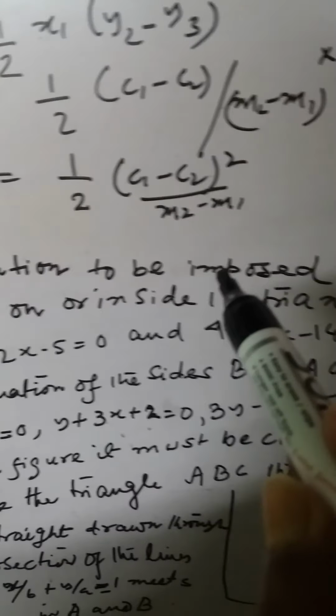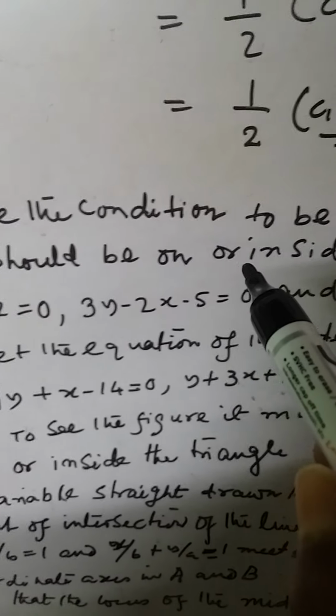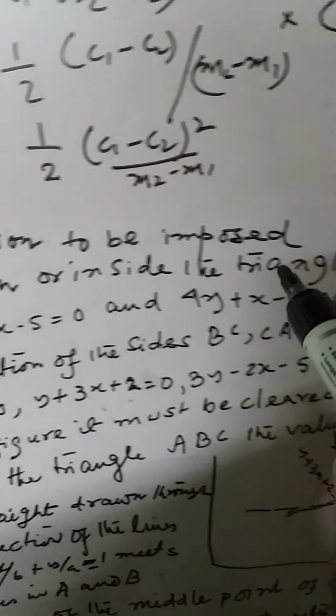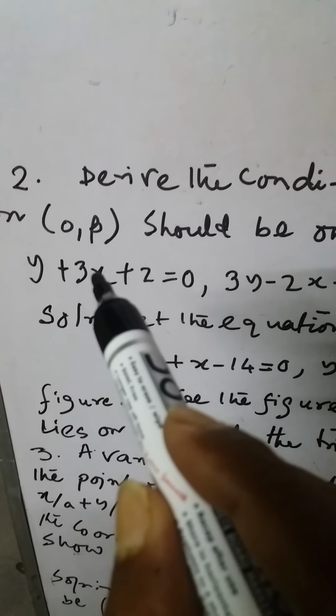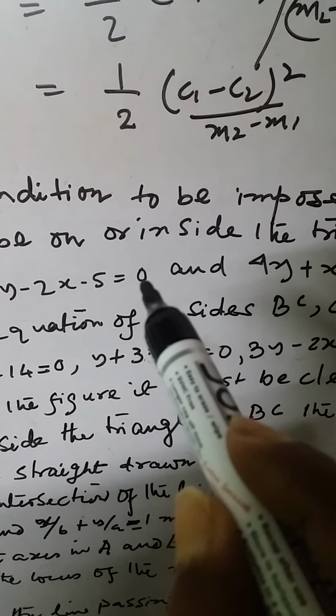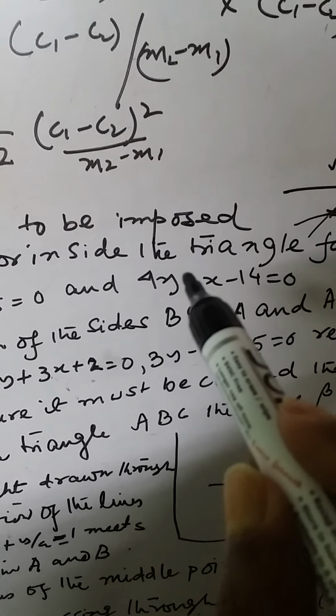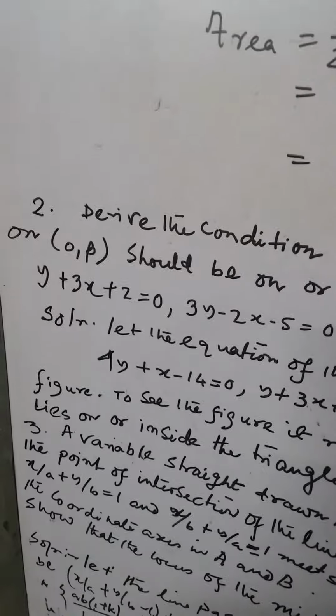Derive the condition to be imposed on beta so that the point (0, beta) should be on or inside the triangle formed by y plus 3x plus 2 equal to 0, 3y minus 2x minus 5 equal to 0, and 4y plus x minus 14 equal to 0. From this, the condition on (0, beta).